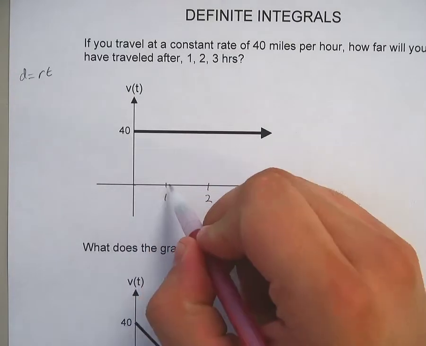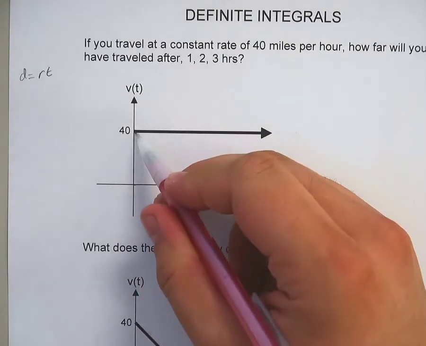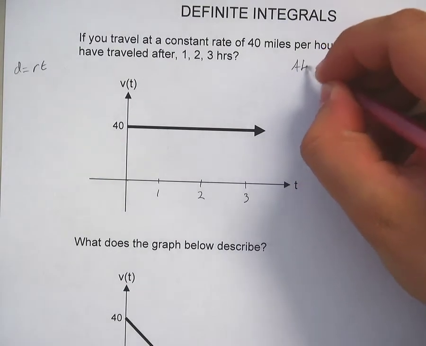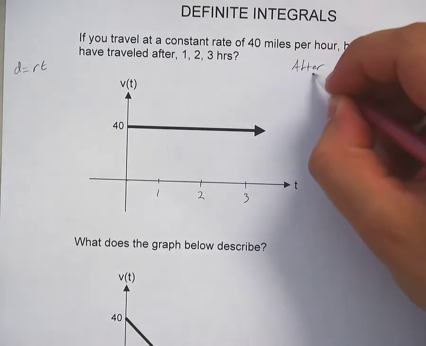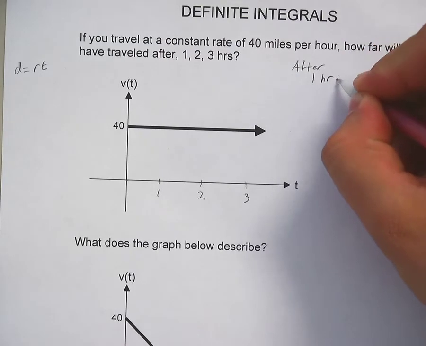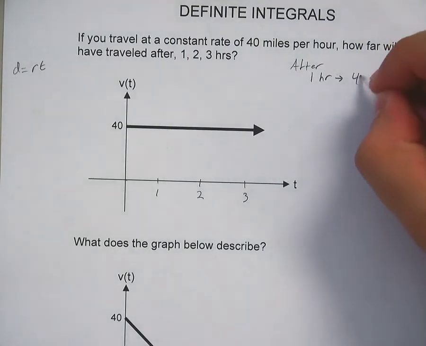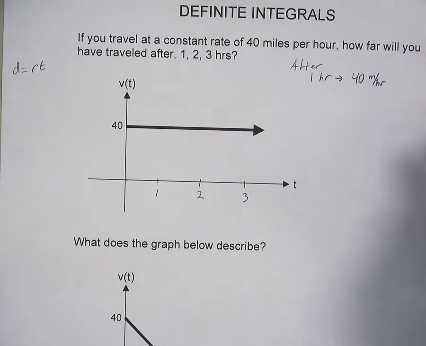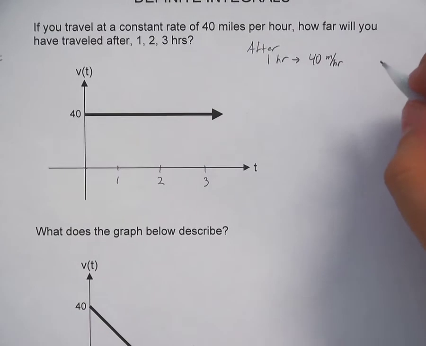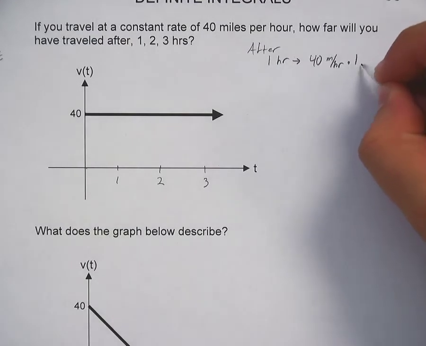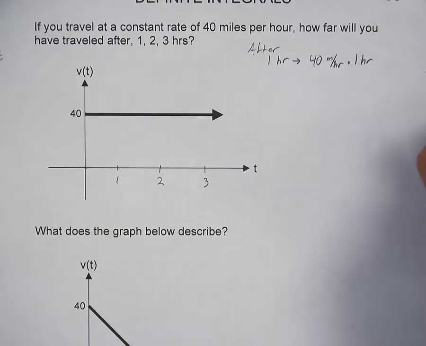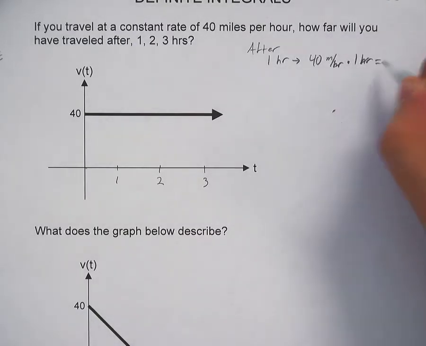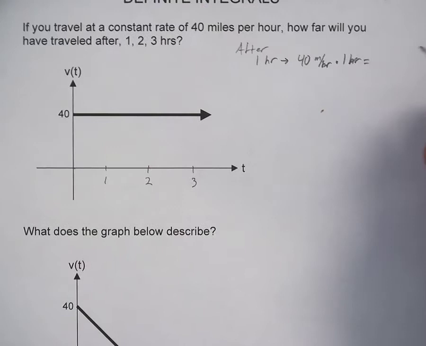So if your time is 1 and your velocity is 40, then after 1 hour, we've got 40 miles per hour times 1 hour. Then the hours cancel, and you end up with 40 times 1, which is 40 miles.